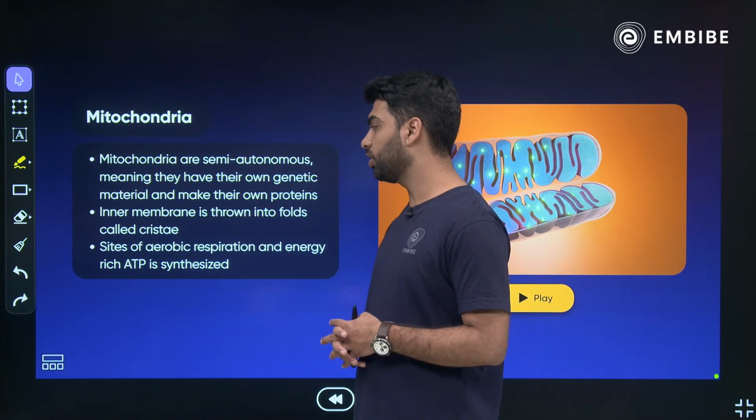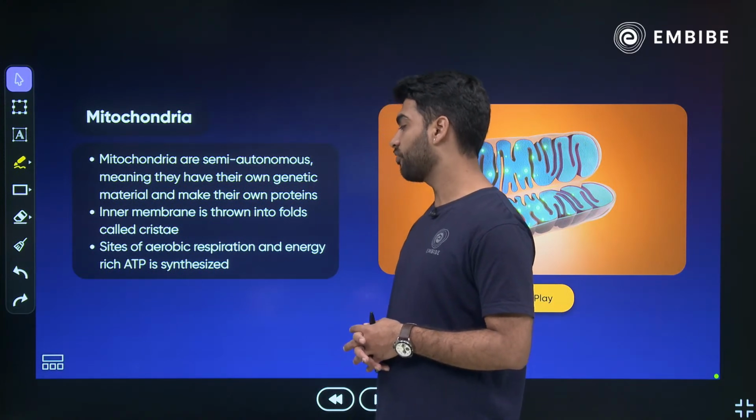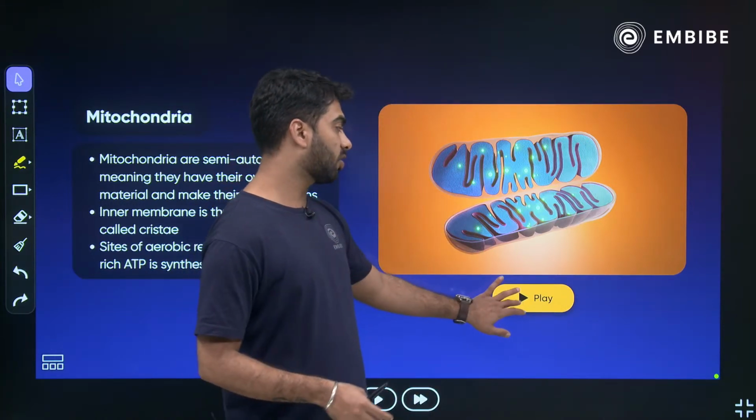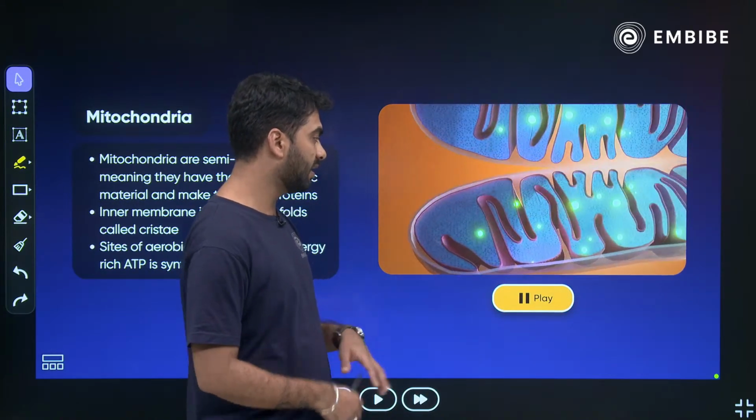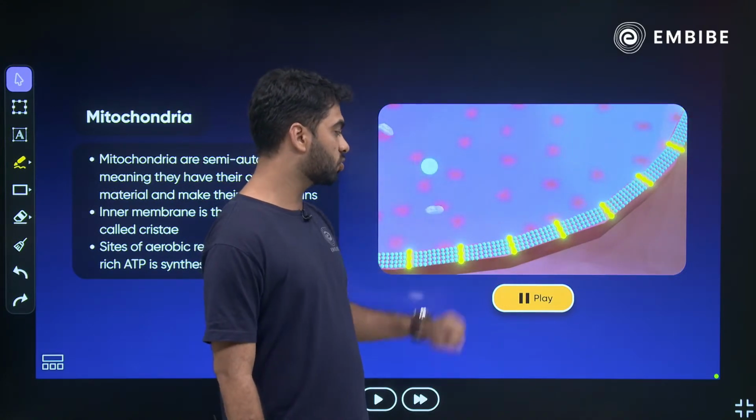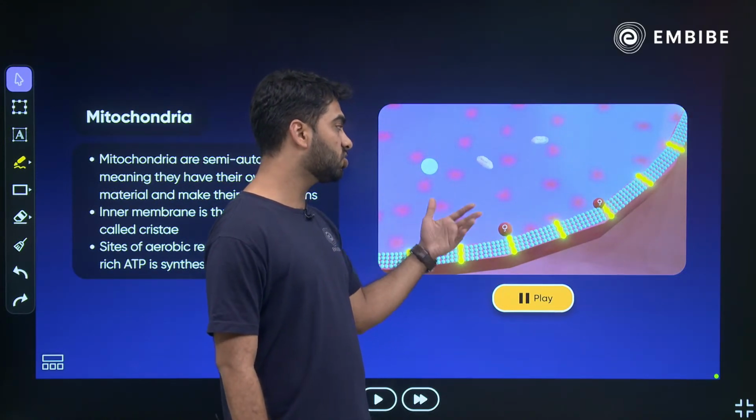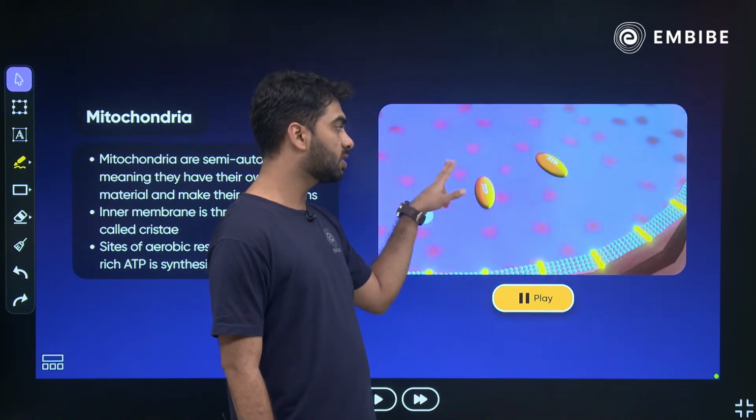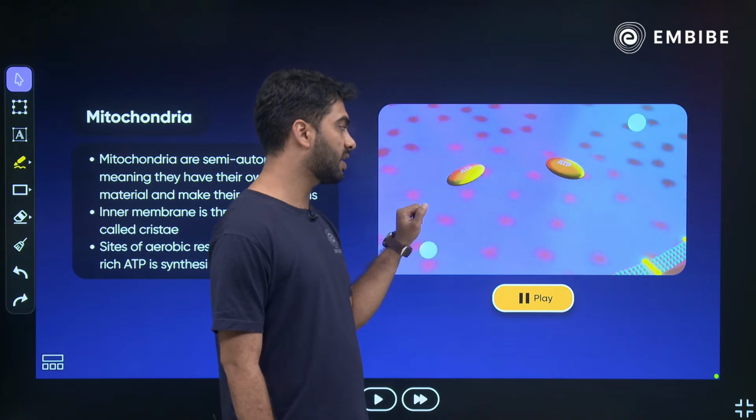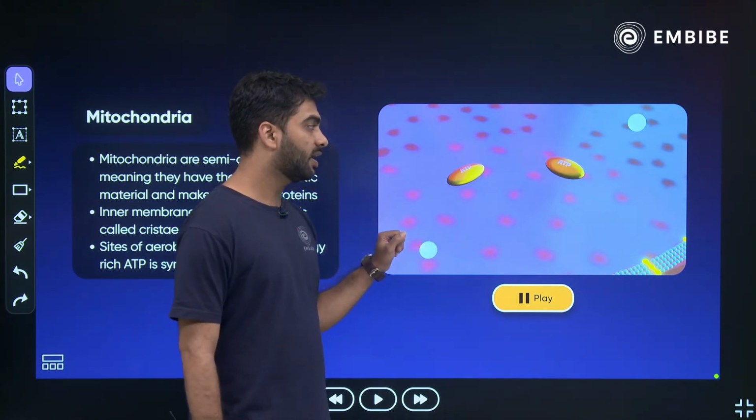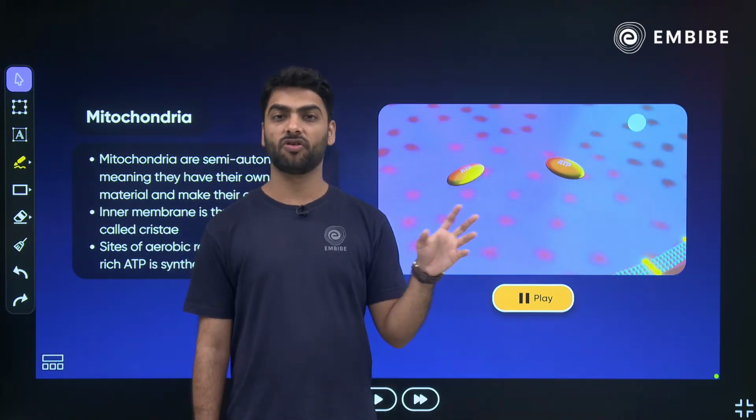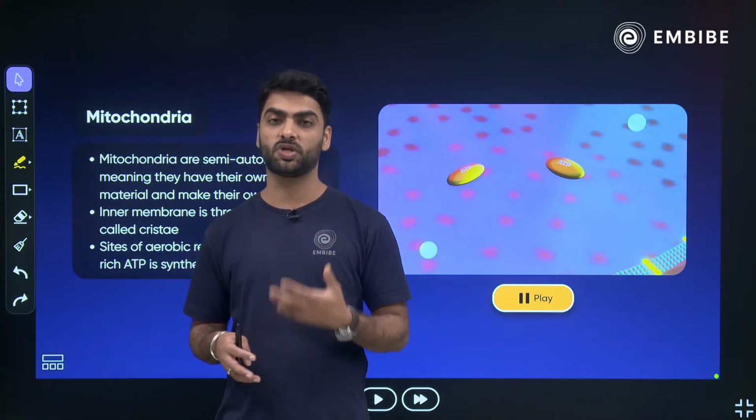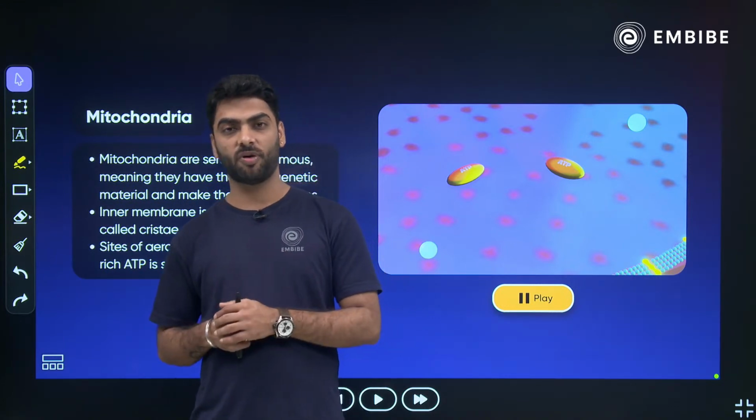Inner membrane is thrown into folds called cristae. Sites of aerobic respiration, and energy rich ATP is made over here. So mitochondria are called the powerhouse of the cell. You can see the inner membrane has folds called cristae, and here energy is generated in the form of ATP. Oxygen comes in, it breaks down the glucose to release energy, that is adenosine triphosphate. Okay? So this ATP is the energy of the mitochondria. It is the energy of humans too. Humans also spend energy in the form of ATP.